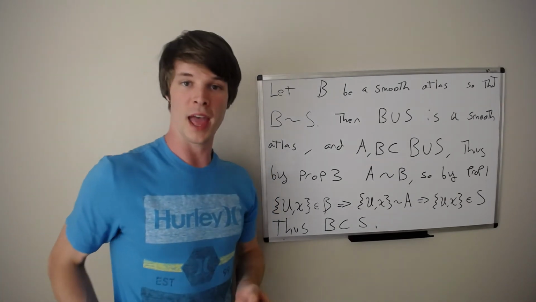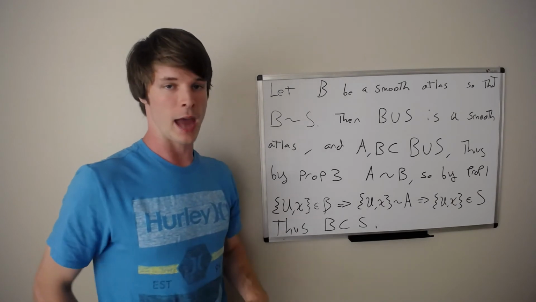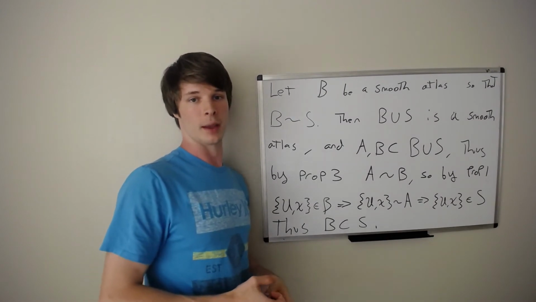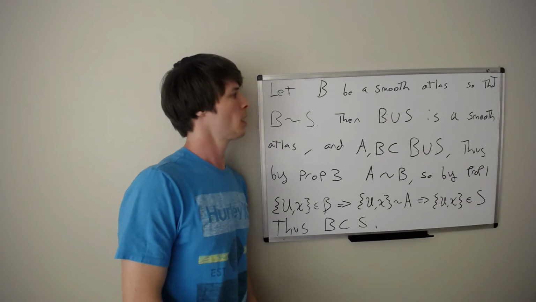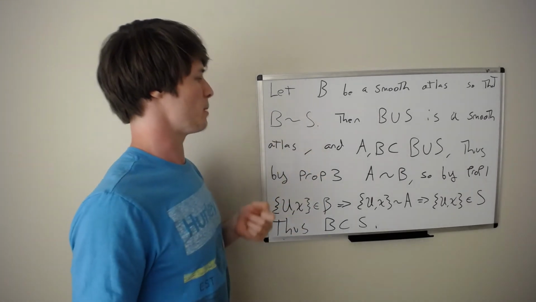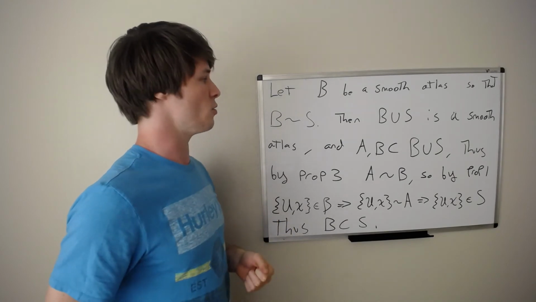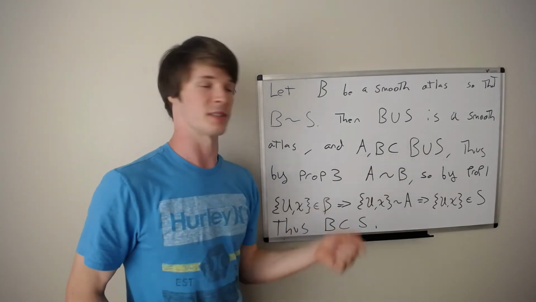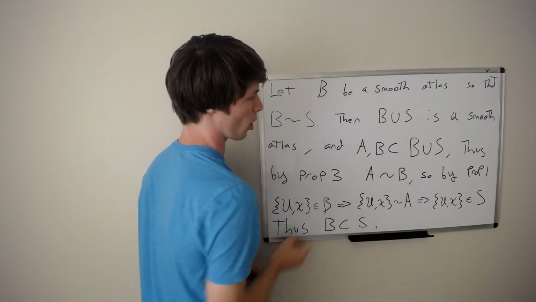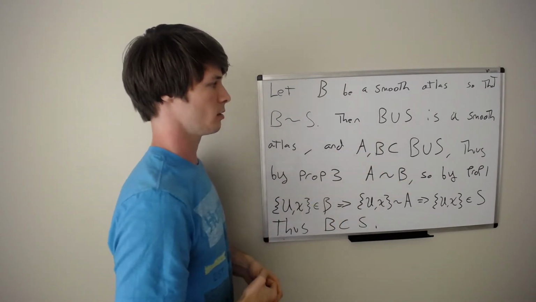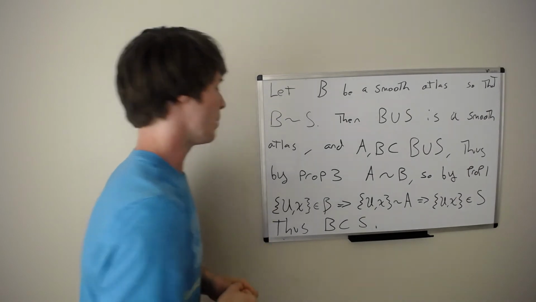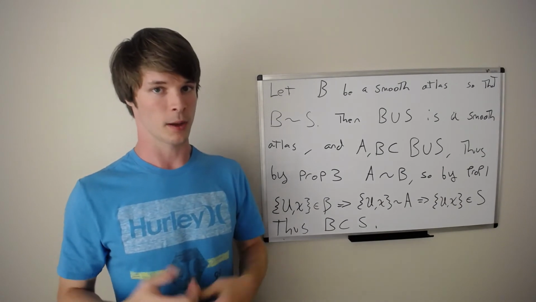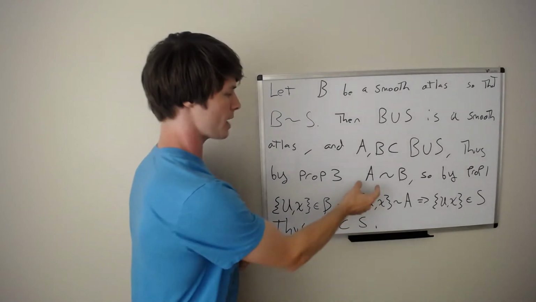So we're trying to prove now that S is a smooth structure because we know it contains A, and we know it is in fact a smooth atlas. So we now have to show that any smooth atlas that is compatible with S must also be contained in it. So let B be a smooth atlas so that B is compatible with S. Then we know that B union S is a smooth atlas. And furthermore, because A is in S and B is a subset of itself, we know that A and B are both subsets of the union B union S, which again is a smooth atlas. By proposition 3, we proved that any two smooth atlases that are contained in a third smooth atlas must be compatible. So then we know that A is compatible with B.